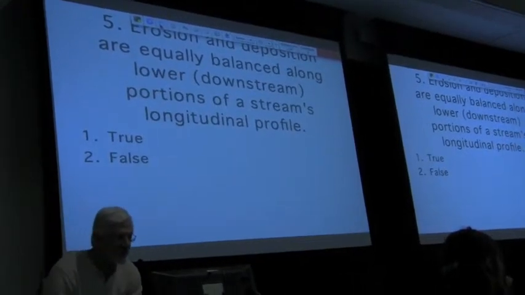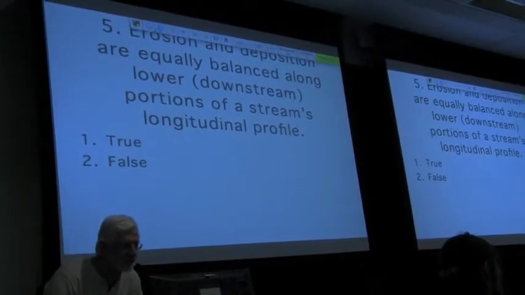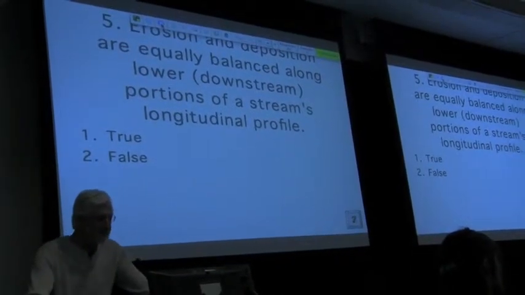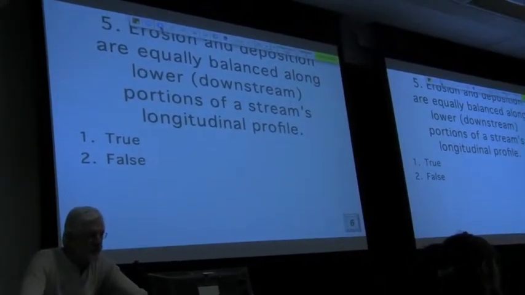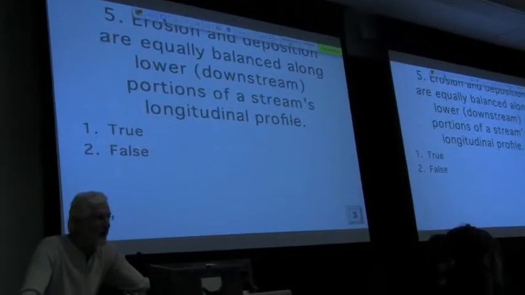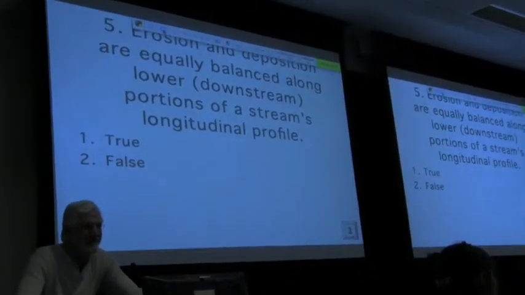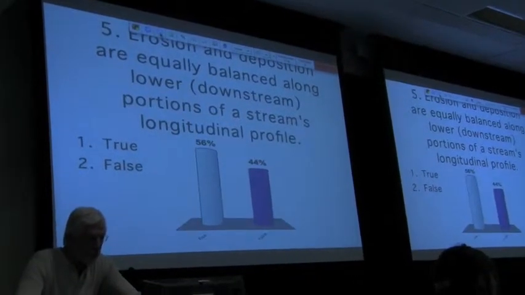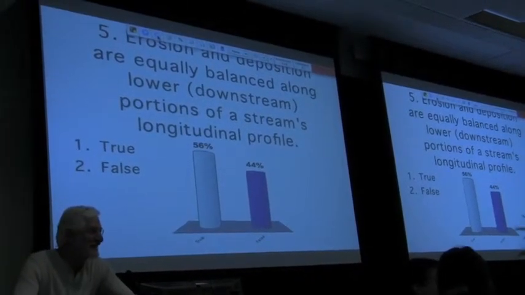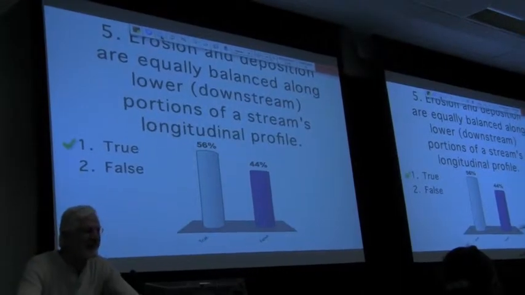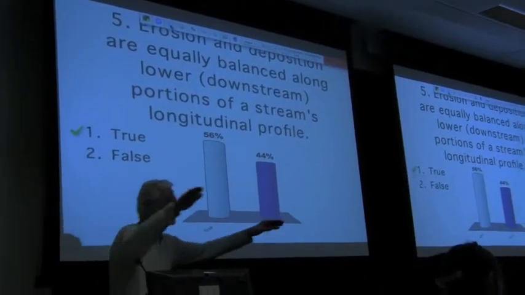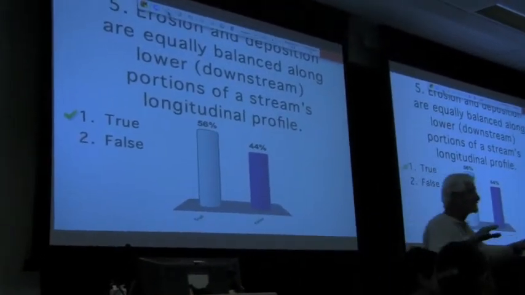Erosion and deposition are equally balanced in the downstream portions of a stream longitudinal profile. Okay, there you go. You got 10 seconds. Erosion and deposition are equally balanced. I hope I see something here. And you said, woo, didn't I just say this? Some of you weren't listening to me. It's true. I said just moments ago, I forgot this question was coming up.